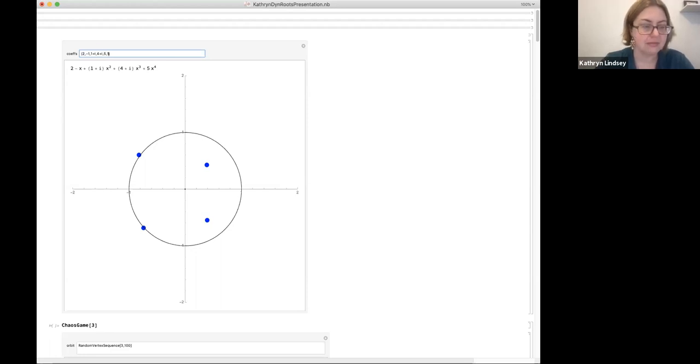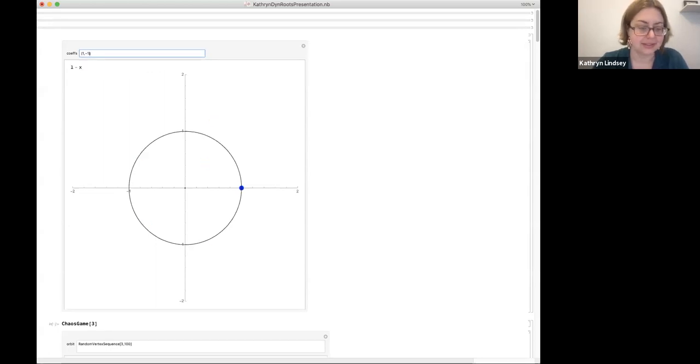So let's make it a little bit higher degree. And okay, now we have a degree 7 polynomial. Indeed, we have 1, 2, 3, 4, 5, 6, 7 roots. So cool. Okay, let me just do one more. How about 1 and -1? Okay, so this is the polynomial 1 minus x. So we see that's got just a root at 1.